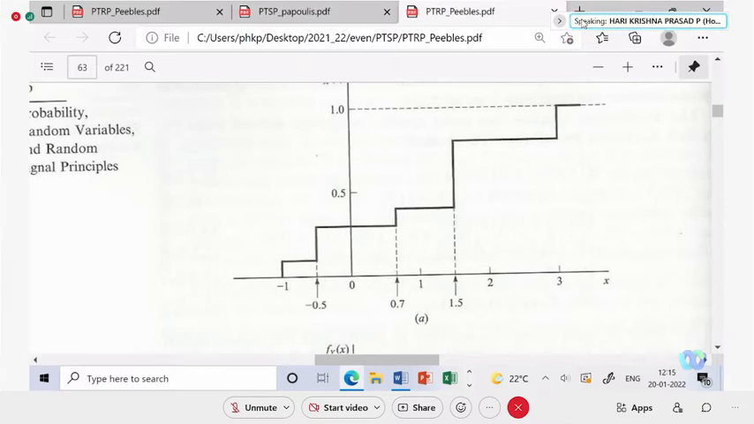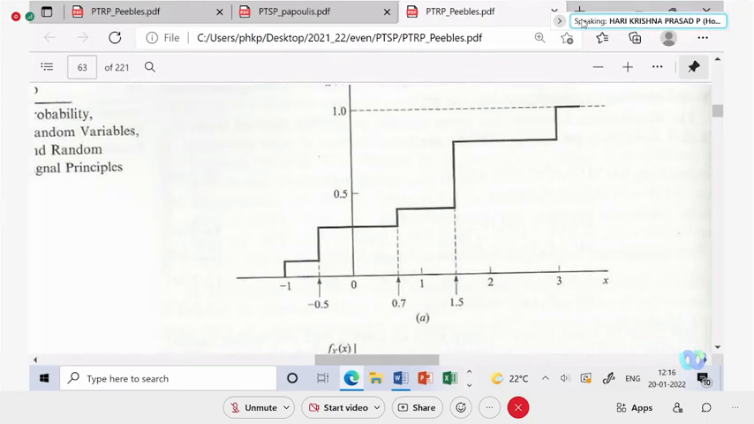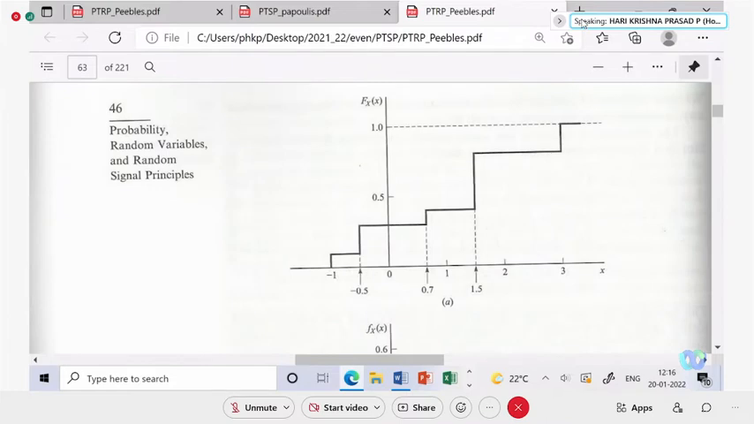Such a random variable which takes discrete values is referred to as a discrete random variable. The figure displayed is an example of a distribution function of a discrete random variable. Is it clear? Because the random variable is taking discrete values, between minus 1 and minus 0.5, no value exists.